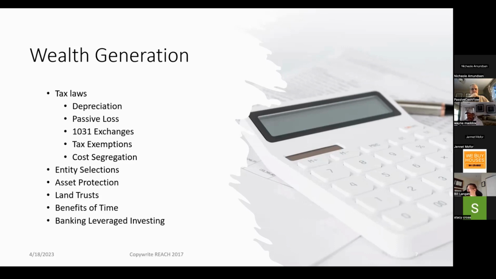A 1031 exchange can only be done with like-kind properties. So you can't 1031 exchange from an apartment building into a gold mine. You could go from an apartment building to a larger apartment building. You could go from an apartment building to a warehouse. They're all real estate, and so it's like kind. Okay. It is a big tax break.